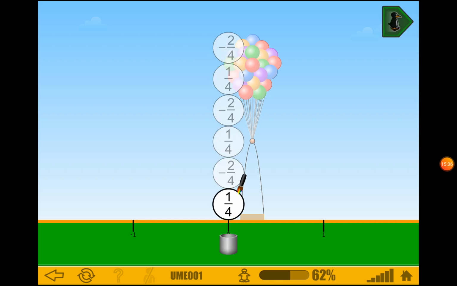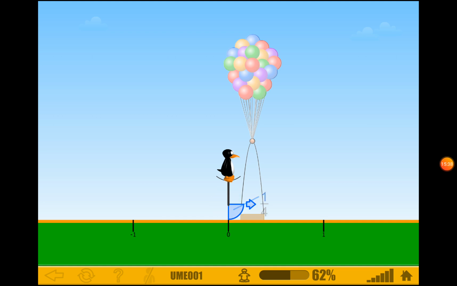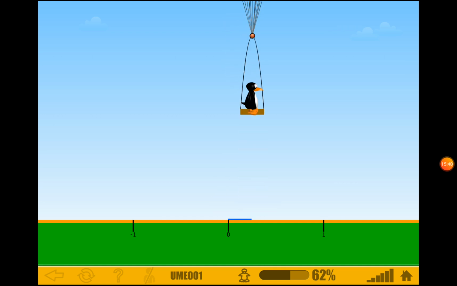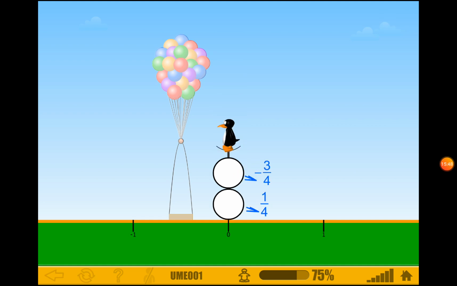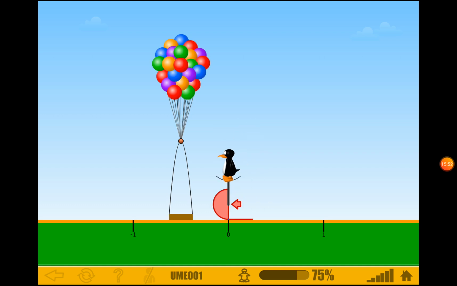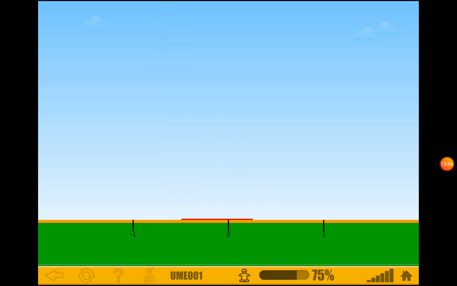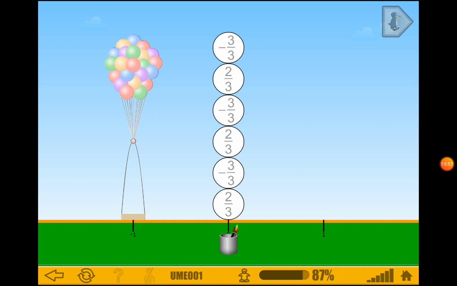Woohoo. Yeah. Simple. Easy. Awesome. Okay, so 1/4, so negative half. Yeah, so that would be right there. It's just the last one.